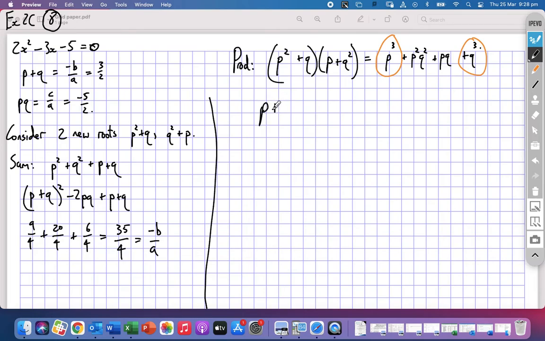I reckon, let's think of a factor p plus q. Using that factor, how could we get the cubes? Well, probably just from this. I know I would at least get the p cubed and the q cubed, but I'm also going to get a pq squared and a qp squared. That's a q, that's a p squared. And I've got my q cubed. So that's looking okay.